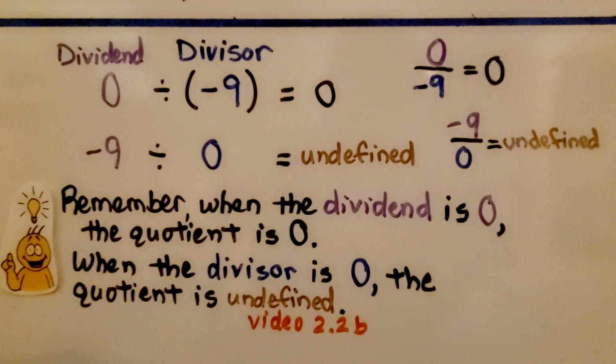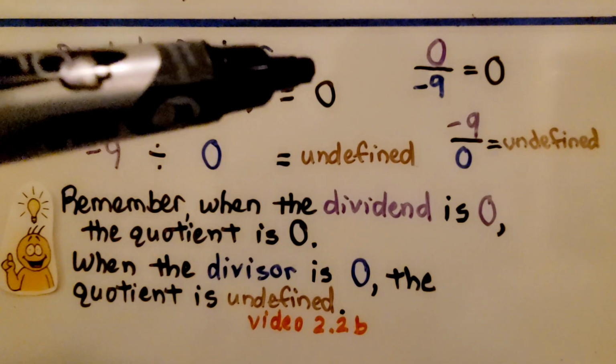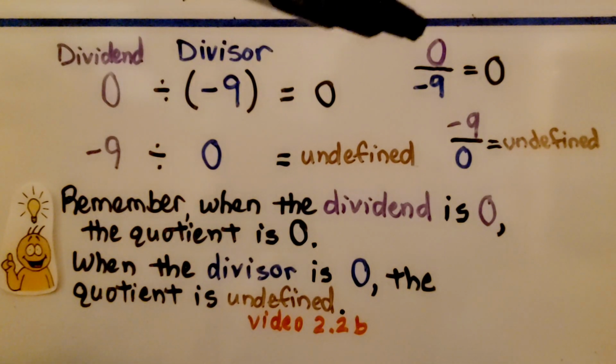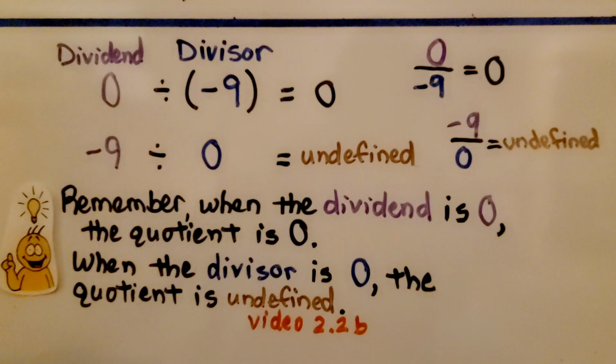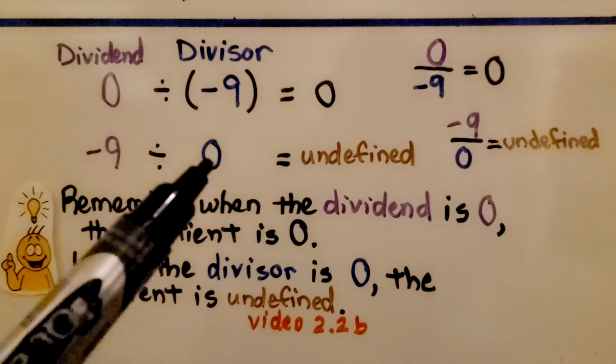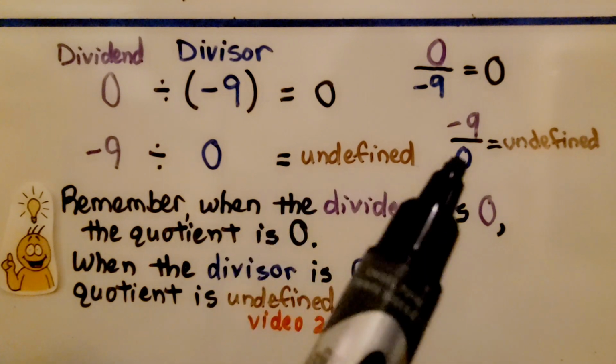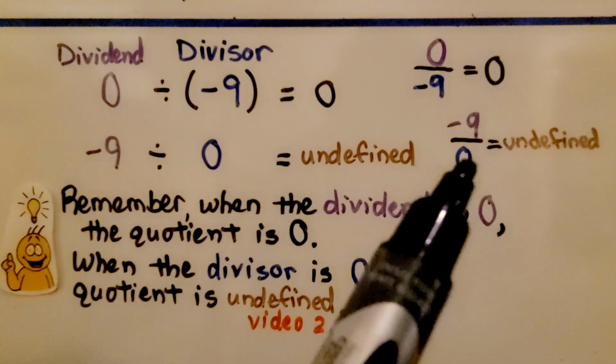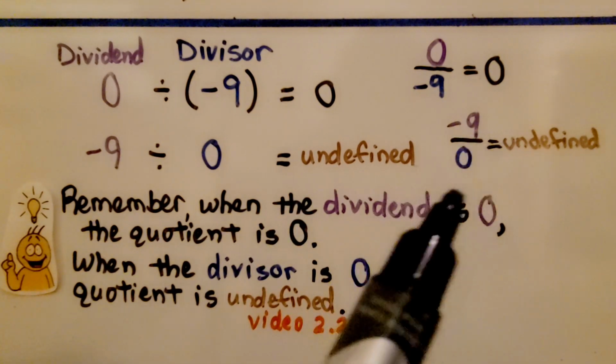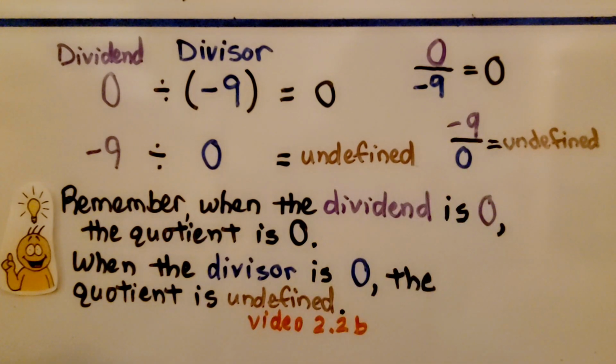Remember what we learned in lesson 2.2b. When the dividend is 0, the quotient is 0. But when the divisor is 0, the quotient is undefined. If the divisor is the denominator, when it's written as a fraction, it's undefined.